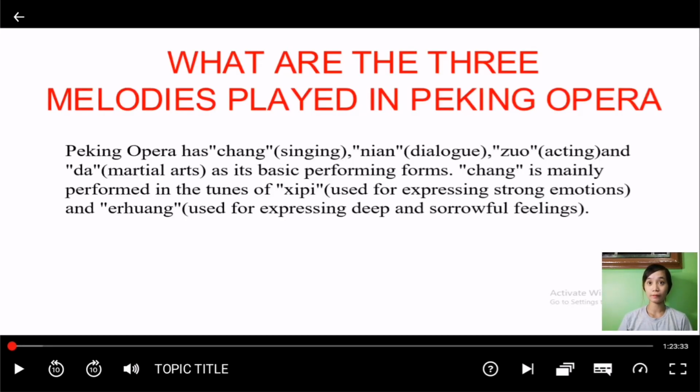What are the main elements performed in Peking opera? Peking opera has chang or singing, nian or dialogue, zuo or acting, and da or martial arts as its basic performing forms. Chant is mainly performed in the tunes of xipi, used for expressing strong emotions, and erhuang, used for expressing deep and sorrowful feelings.